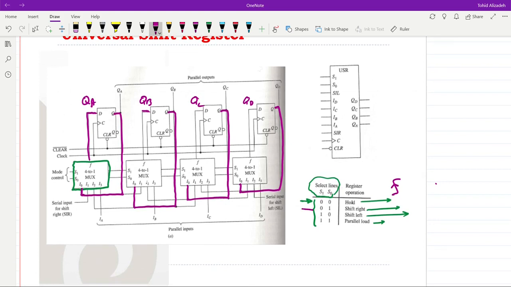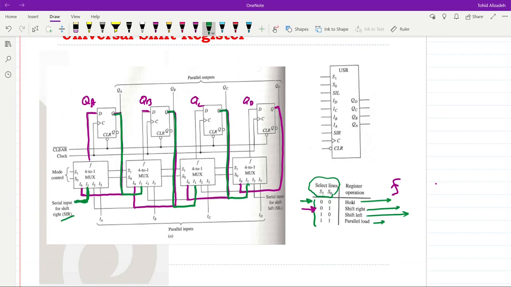Then we have the next case when we have 0, 1 for S1 and S0. In this case, the second input to the multiplexers will be selected. We can see that for the first multiplexer, it is connected to the SIR, serial input for shift right. For the second one, it is connected to the output of the first one. For the third one, it's connected to the output of the second one, and for the last one, it is connected to the output of the third one.